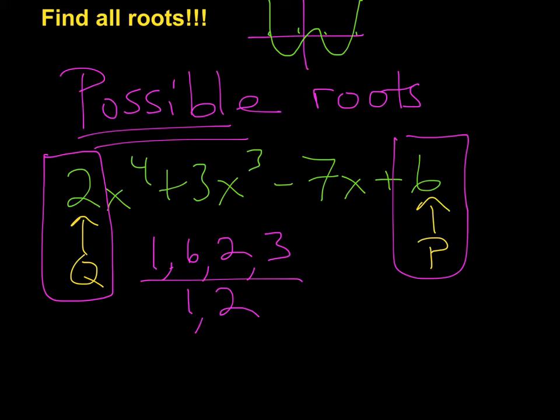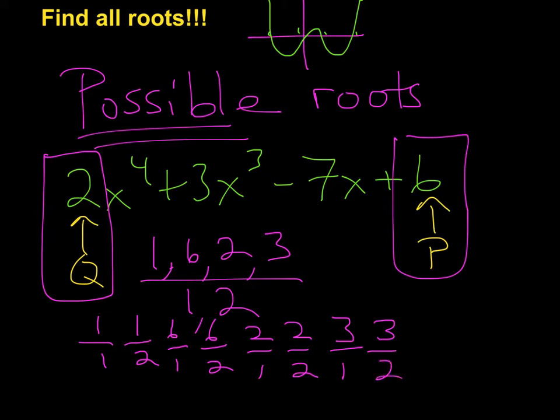So now what I have to do is systematically combine all of these. So watch what I do here. I'm going to do 1 over 1 and 1 over 2. 6 over 1 and 6 over 2. 2 over 1 and 2 over 2. 3 over 1 and 3 over 2.